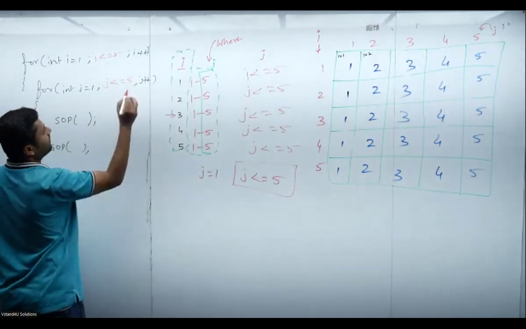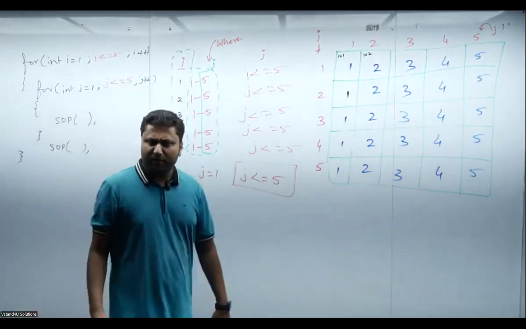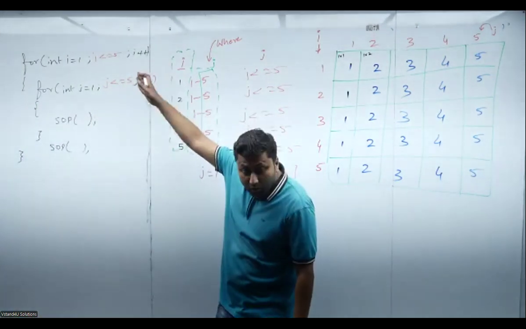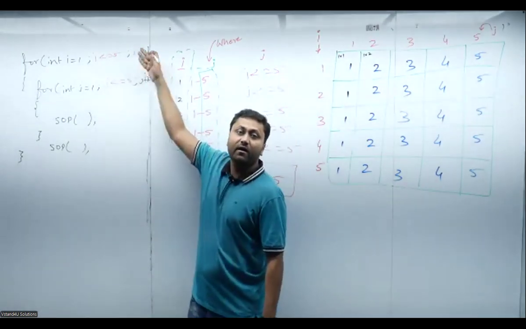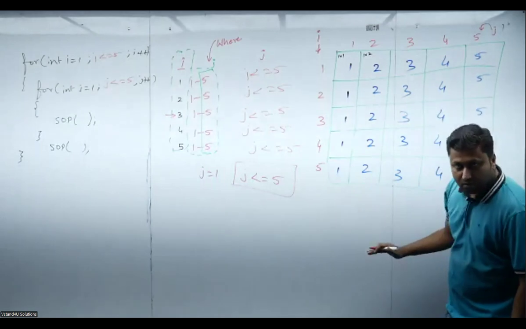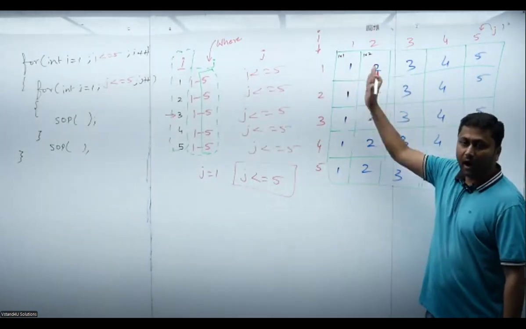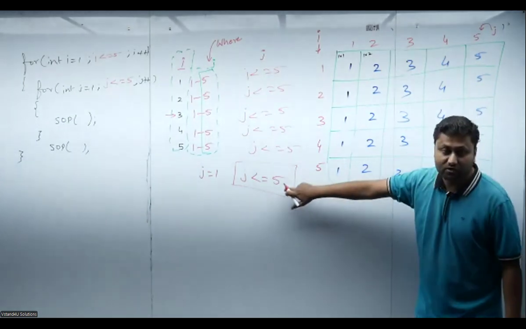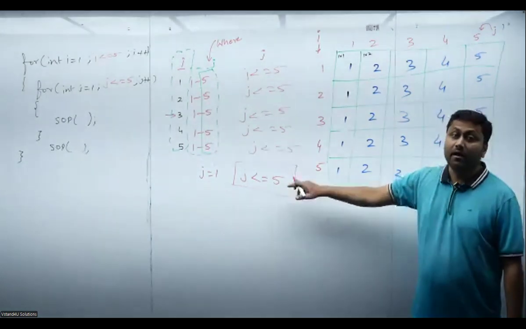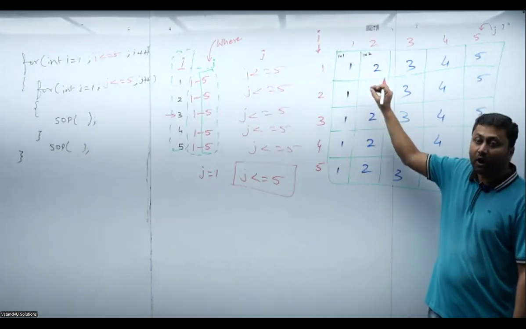Okay, sir. Done. Sir, every time we have been writing the same. How are we writing? I'm explaining that. Why are we writing i is less than or equal to 5? In each row, how many places do you need to print? j is less than or equal to 5. Are you getting my point? Because as of now, we are printing in all the places.